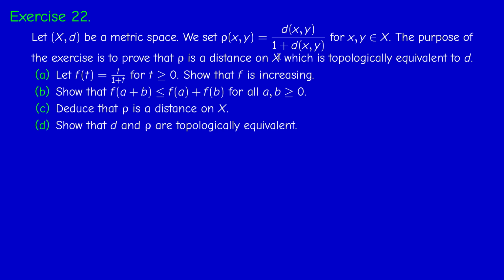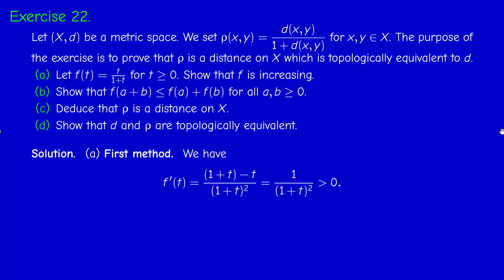Now, the first three properties of a distance are straightforward. So only the triangle inequality is not trivial actually. So the first two intermediate questions are to help you prove the triangle inequality. Okay, so we start by studying the variation of the function given by f of t equal t over 1 plus t. So we have to show that it's increasing and it's what we call sublinear. Okay. And then you'll use that to deduce that rho is a distance. And finally, you have to show that they are topologically equivalent.